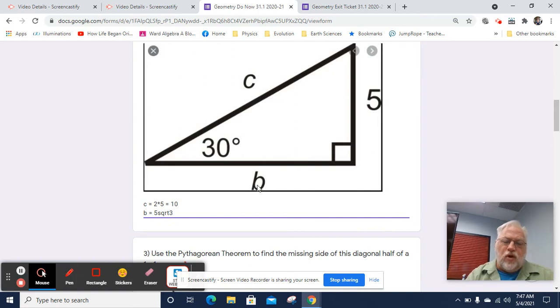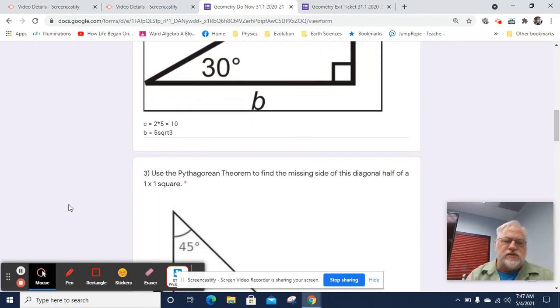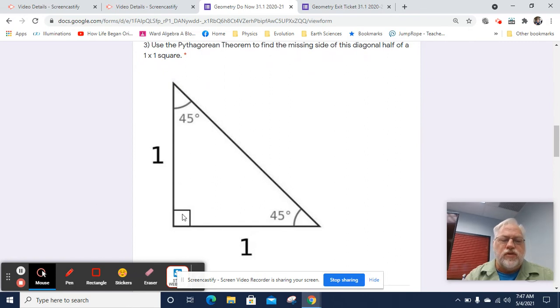So this side will always be the square root of 3 times this side, the short leg, and the hypotenuse will always be twice the short leg. So that is the relationship of sides with a 30, 60, 90 right triangle.